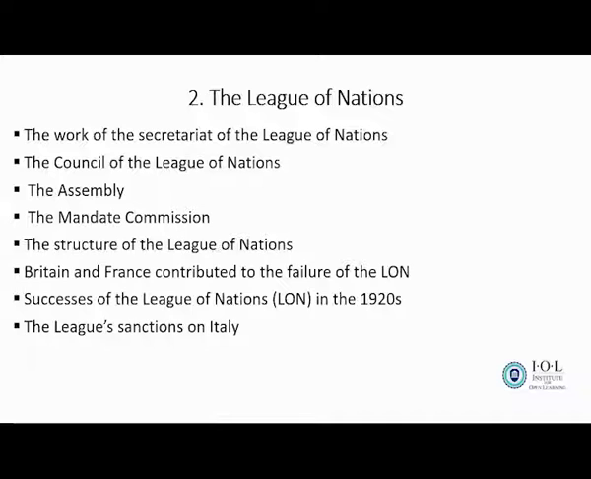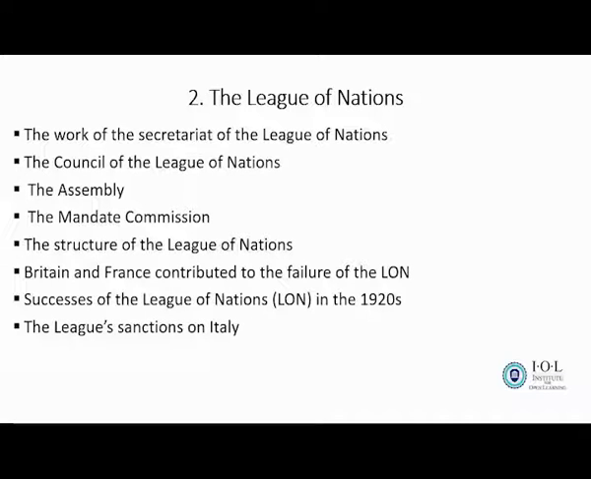And then we have another success where the League of Nations was successful. Memel was a dispute between Germany and Lithuania. In Lithuania, there were both German-speaking people and Lithuanian-speaking people. So the dispute was solved, and the League of Nations said Lithuania should receive Memel. So that was another success.